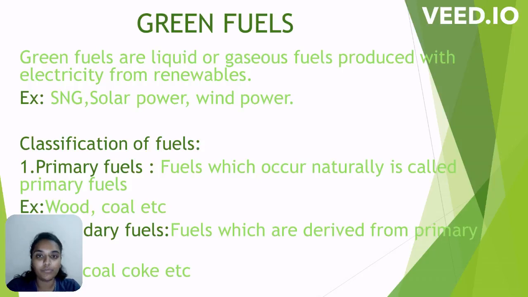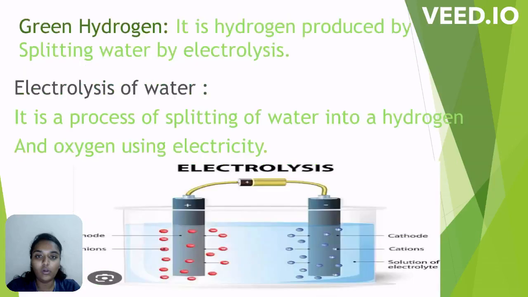Next, classification of green fuels: primary fuels and secondary fuels. Fuels which occur naturally are called primary fuels. Example: wood, coal, etc. Secondary fuels: fuels which are derived from the primary fuels are called secondary fuels. Example: charcoal, coke, etc.